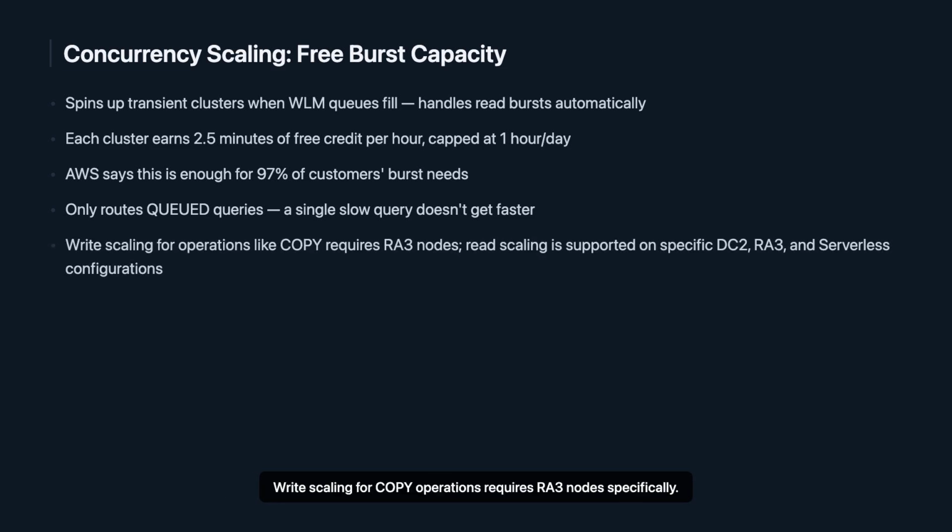Write scaling for copy operations requires R3 nodes specifically. Read scaling is supported on DC2, R3, and serverless, but check the current docs for your node type, as the support matrix changes over time as Amazon Web Services adds and retires node families.